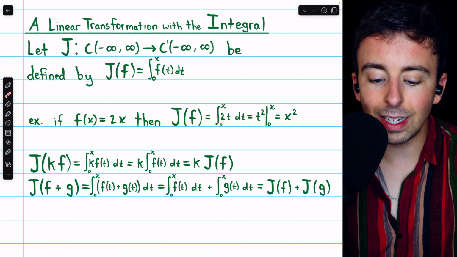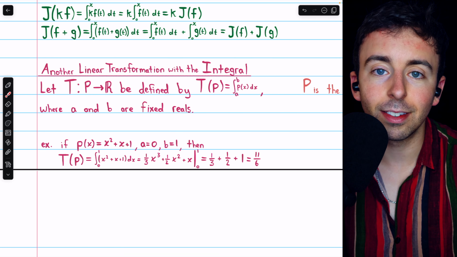And that's not the only way to view integration as a linear transformation. Here's another example. Let T be the mapping from the vector space of polynomials to the real numbers, defined like this. T of p is the integral of that input polynomial from a to b, where a and b are just fixed real numbers. So this transformation takes a polynomial as an input and as an output gives the area under that function between two fixed numbers.